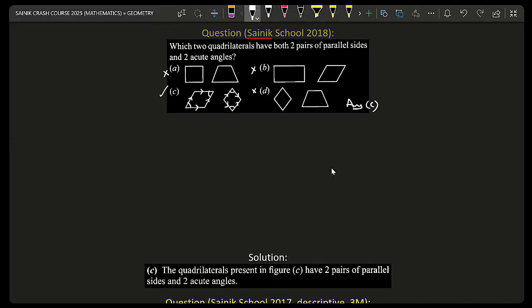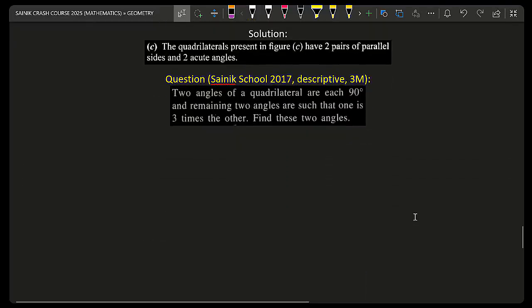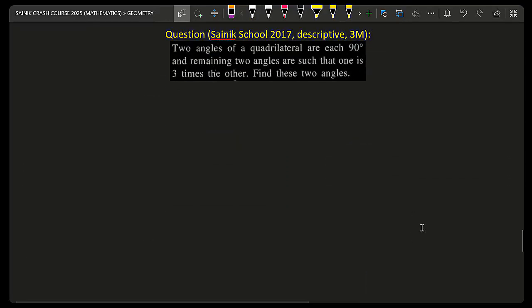So the next question from the properties of quadrilaterals came in the 2017 descriptive exam for 3 marks. Two angles of a quadrilateral are each 90 degrees and the remaining two angles are such that one is 3 times the other. Find these two angles. So who is going to solve this question? Who is going to answer this?